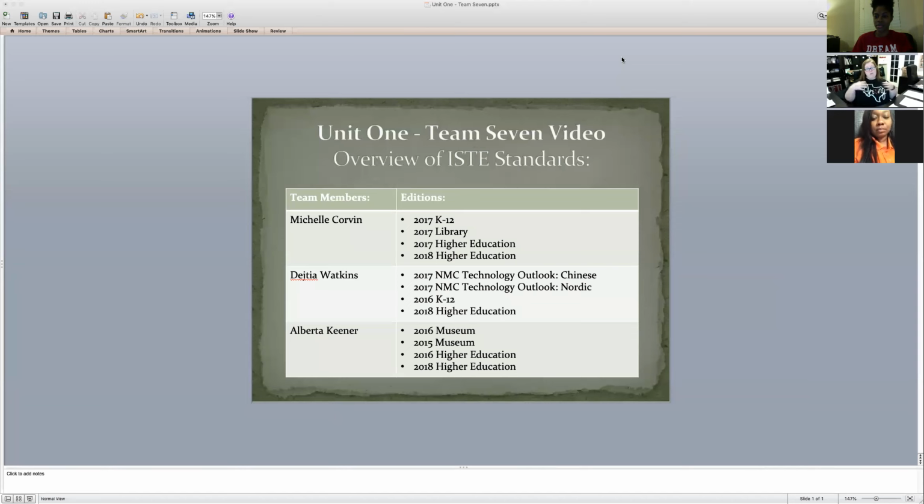Today we have broken up our readings for time purposes. I took the 2017 K through 12 edition, the 2017 Library edition, and the 2017 and 2018 Higher Education edition. I took the 2017 NMC Technology Outlook for the Chinese and Nordic, as well as the 2016 K through 12 edition and the 2018 Higher Education edition. I took the 2015 and 2016 Museum edition, and I took the 2016 and 2018 Higher Education edition.